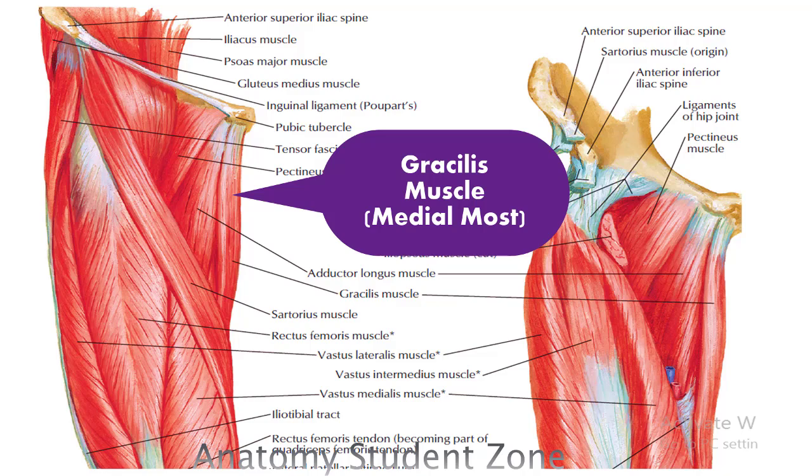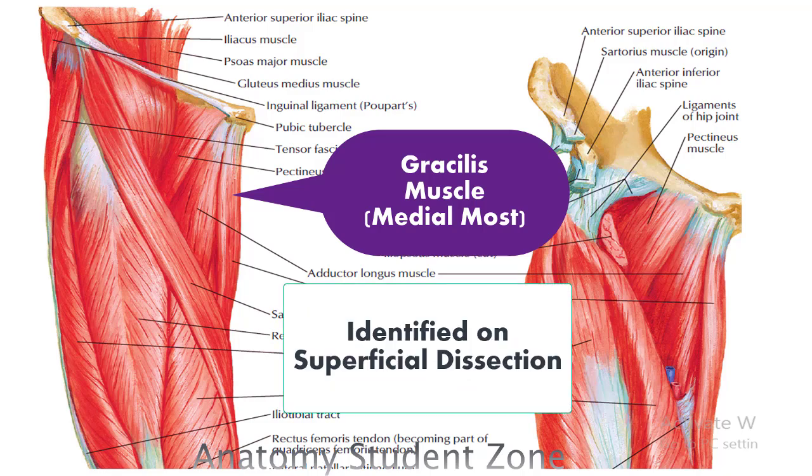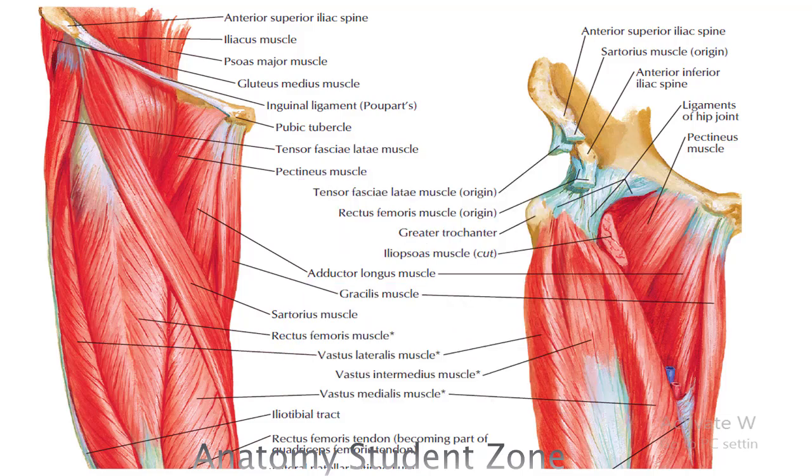This is the medial-most muscle of the medial compartment, and we can clearly identify it on superficial dissection. The last two muscles, adductor magnus and obturator externus, can be identified on the deepest dissection, but gracilis is visible on superficial dissection. After identifying these muscles on superficial and deep dissection, now we will cover the attachments and the functions of all these muscles in detail.